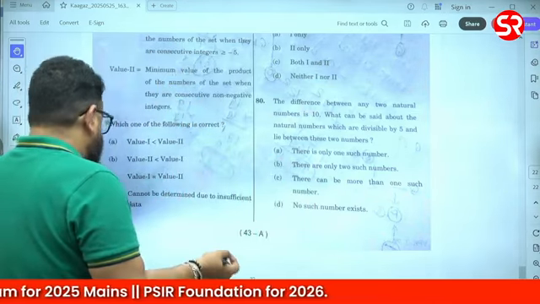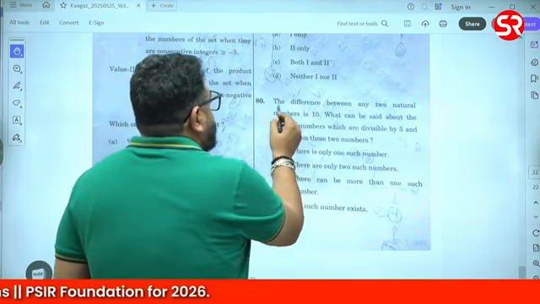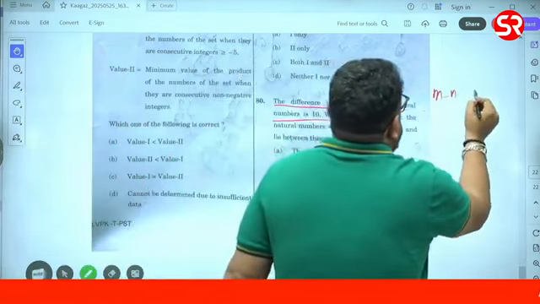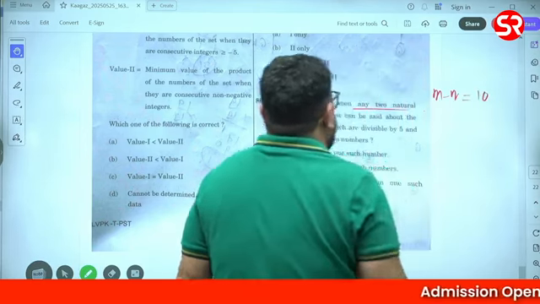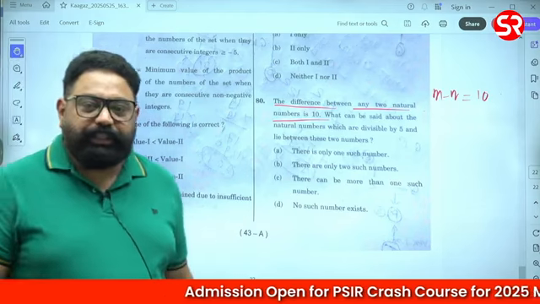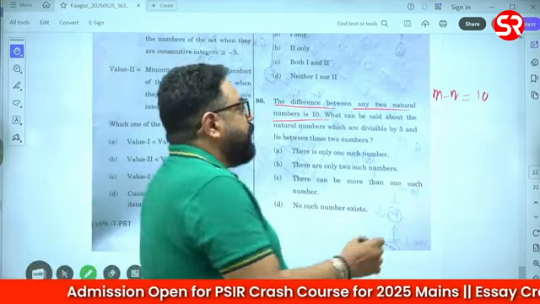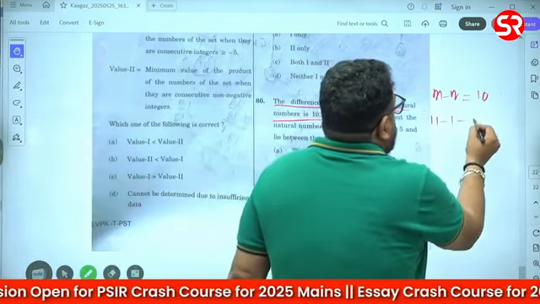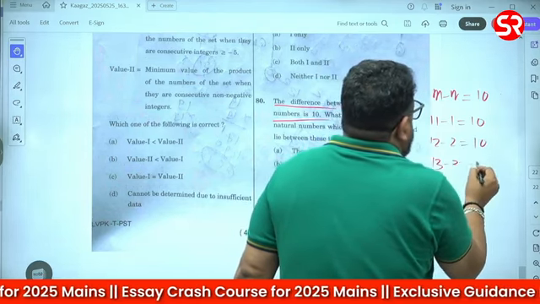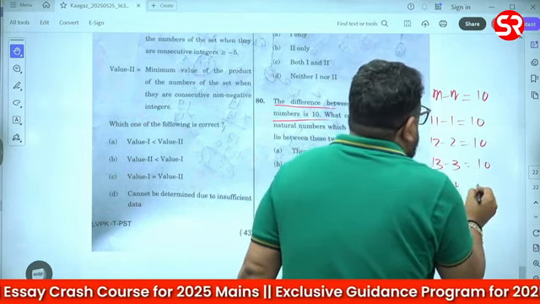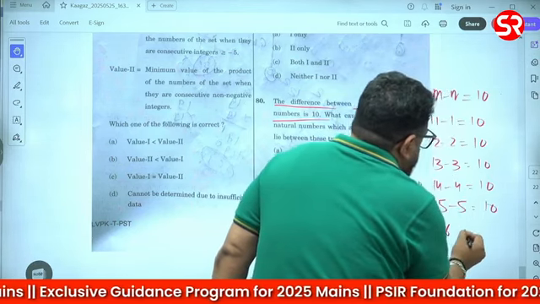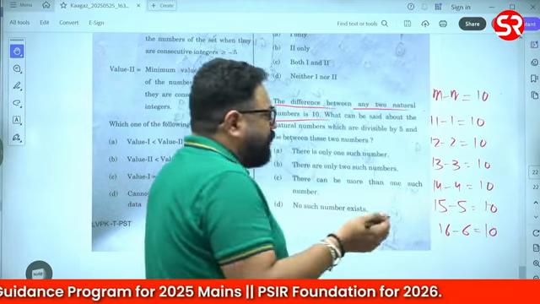Aptitude और reasoning के questions करते हैं. So पहला question, the difference of any two natural numbers is 10. तो number लिया natural number m minus 10. All right. What can be said about the natural numbers which are divisible by 5 and lie between the numbers? So guys, 11 minus 1 is 10, 12 minus 2 is 10, 13 minus 3 is 10, 14 minus 4 is 10, 15 minus 5 is 10, 16 minus 6 is 10, and so on. और बहुत सारे हो सकते हैं.